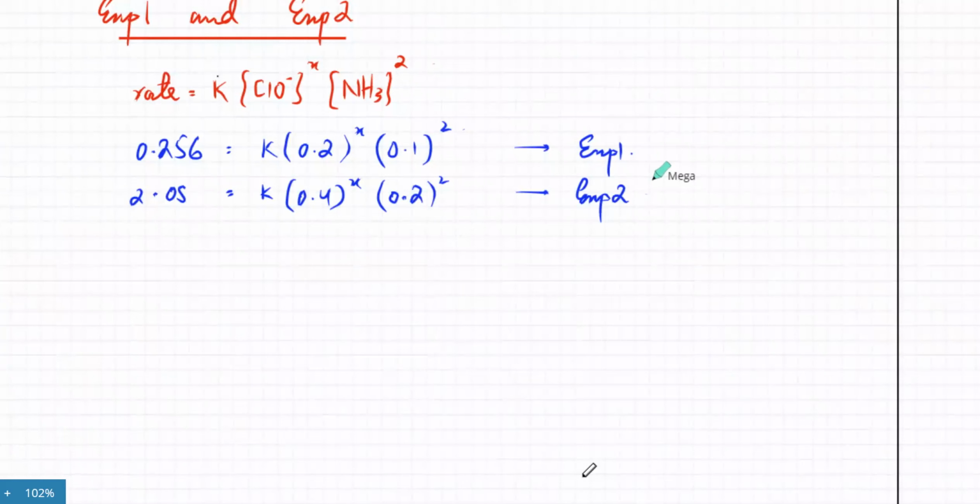Yes. अच्छा, अब इन दोनों को what you have to do is you've got to solve them simultaneously. ठीक है, and you've got to find the value of X. What you can do is, I mean, the constant remains the same because it's the same reaction. It's an equilibrium constant that remains the same.